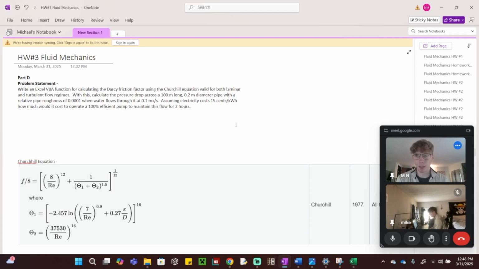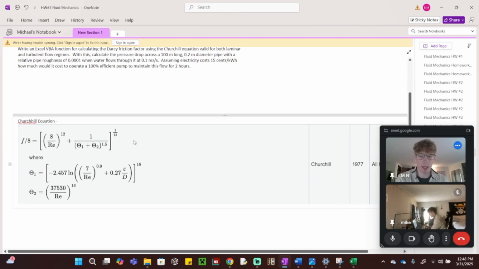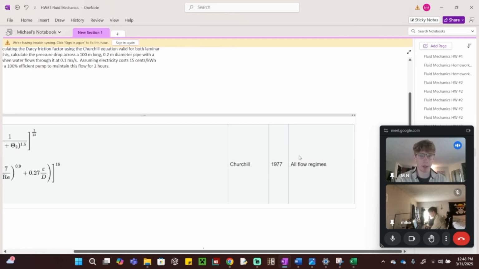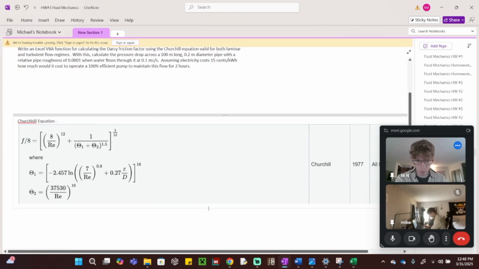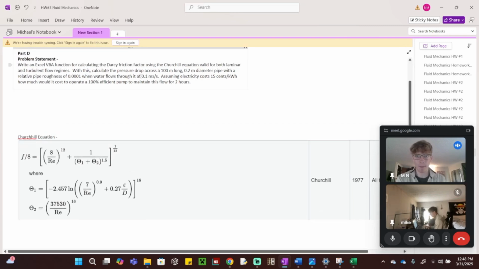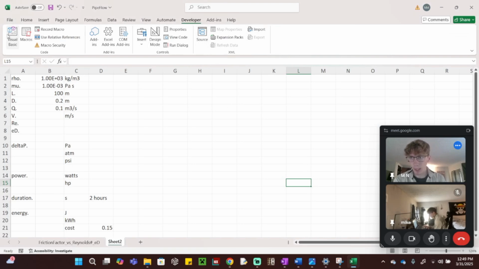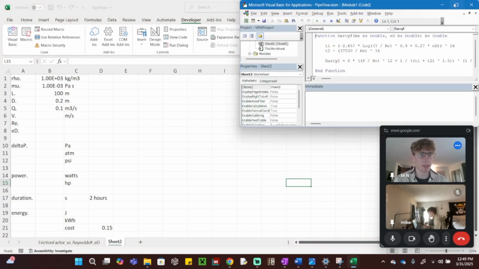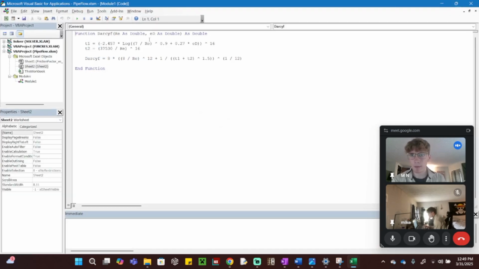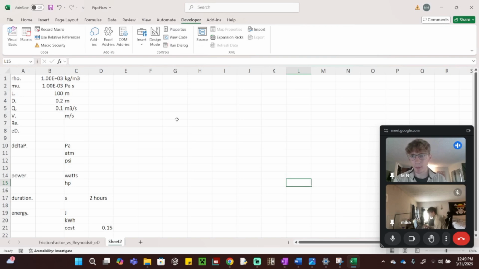So there's many different Darcy friction factor equations out there, but we're going to be utilizing the Churchill equation seen below here because it is valid for all flow regimes. So I'm going to be utilizing a VBA function we created in class to help calculate our problem here. If we open up our Excel, I will show you the macro here. So here is our Darcy friction equation, the Churchill equation in macro form, and we'll be utilizing this to solve our problem.